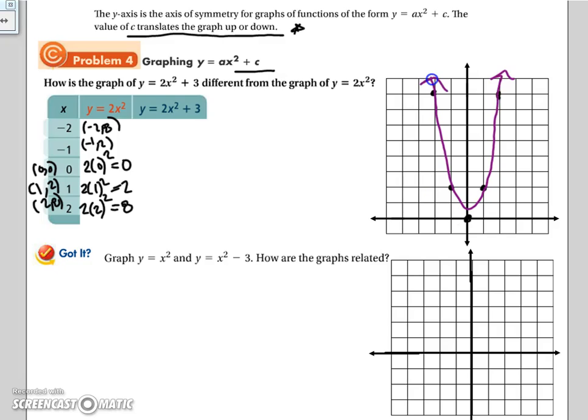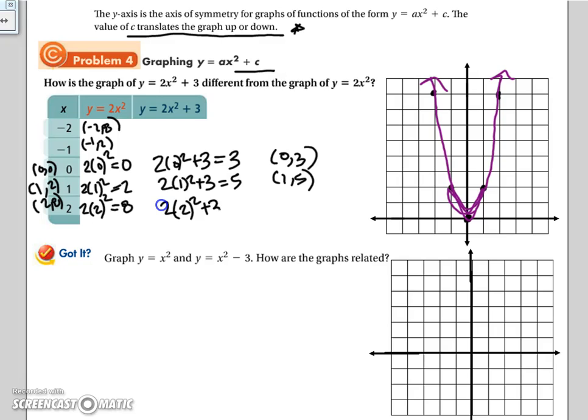Obviously, hopefully yours is going through the vertex. There we go. So we're going to plug in the same values for the other function of 2x squared plus 3. And again, it's still symmetrical, so we can just use the 0, 1, and 2. So 0 squared is 0 times 2 is 0 plus 3 will give us 3. 1 squared is 1 times 2 is 2 plus 3 is 5. And then 2 squared is 4 times 2 is 8, plus 3 gives us 11.